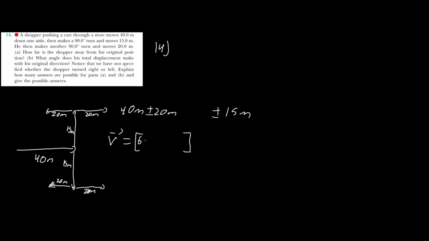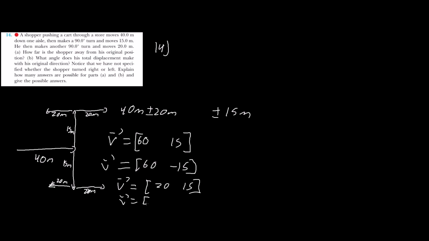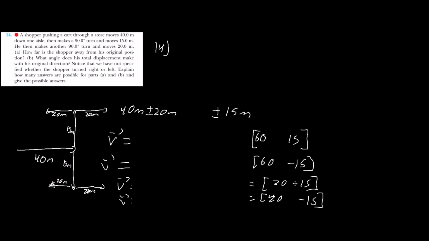So B could be 60, 15. B could be 60 and negative 15. That's a possibility. The other vector could be 20, positive 15. B is going to be 20, negative 15. So right off the bat, folks, these are the possible vectors that you could get.